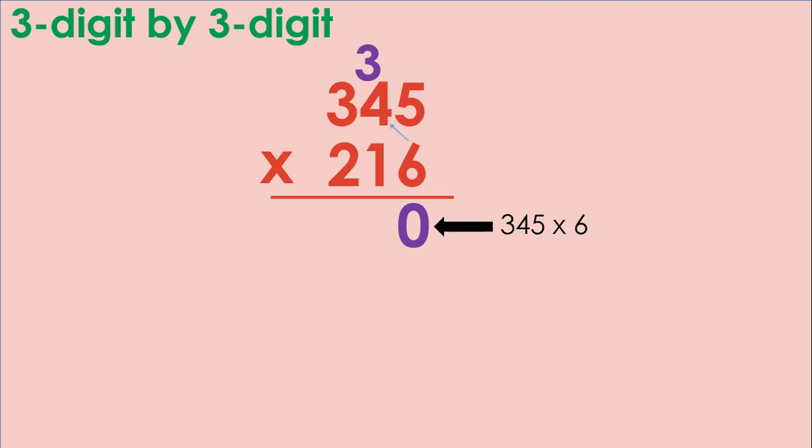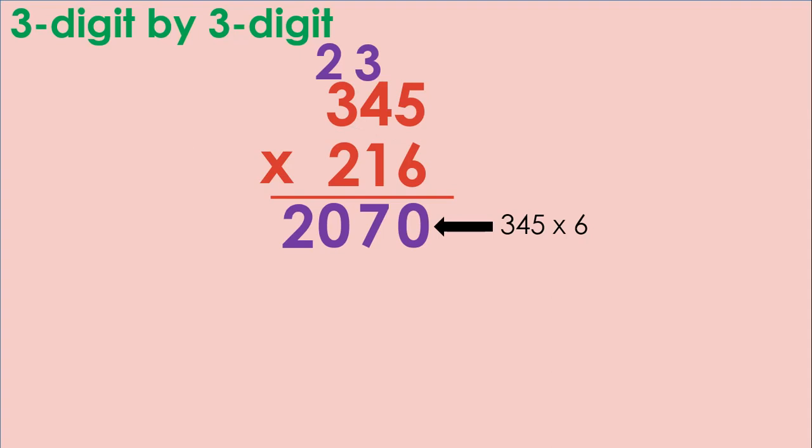Now we're going to multiply 6 times 4 tens. So 6 times 4 tens is 24 tens, plus the 3 tens we carried over is 27 tens, which is why the 7 is in the tens place and the 2 is carried to the hundreds place. Now we're going to multiply 6 ones times 300. So 6 ones times 300 is 1800, plus the 200s we carried over is 2000. So here, 345 times 6 equals 2070.